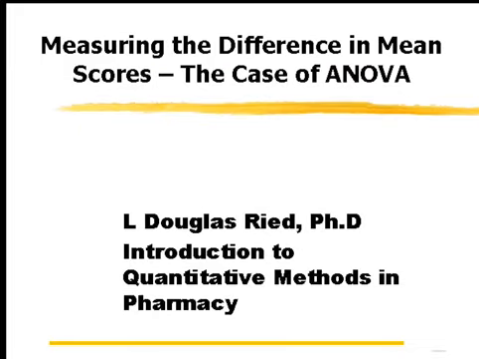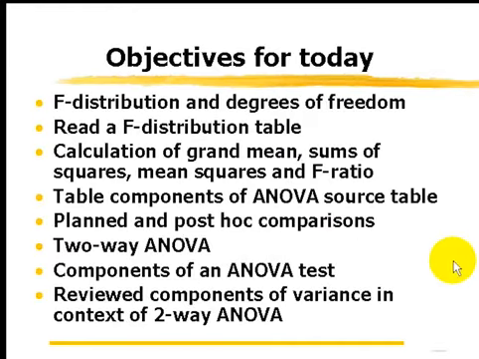This is the second part of the series of lectures on measuring the difference in mean scores, the case of the analysis of variance. The objectives for today are to continue on with the discussion about the F distribution and then to begin a discussion about the degrees of freedom, to show you how to read an F distribution, how to calculate the grand mean, sums of squares, mean ratios, and F ratio of an analysis of variance. These are the most important components of the analysis of variance, and they're all included on a source table, which you will also have to learn how to read.